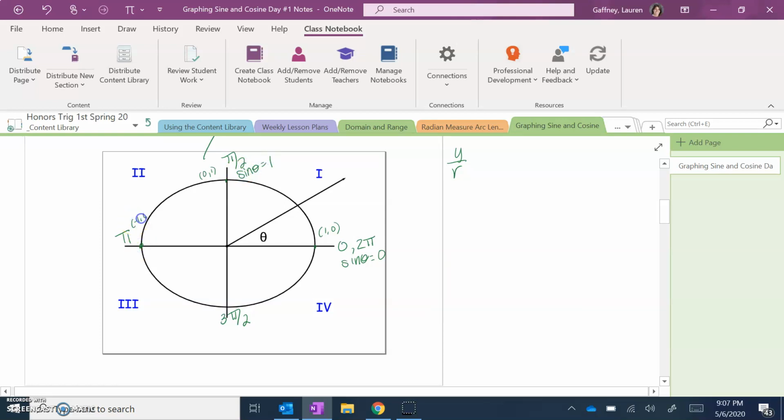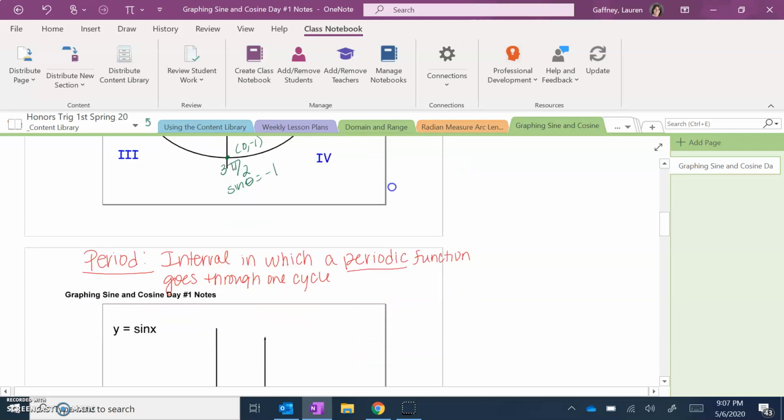This is the point -1 comma 0. So for sine of this value of theta, we would also get 0. This is 0, -1. So here, sine of this theta would be -1. Nice things to remember as we go through this.